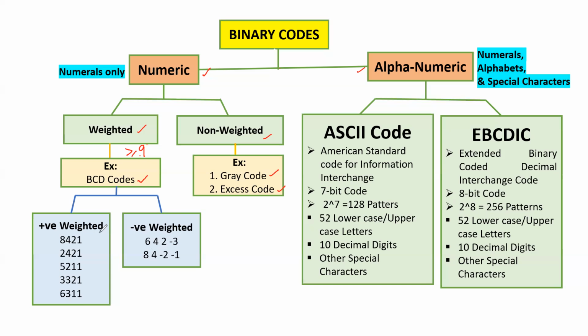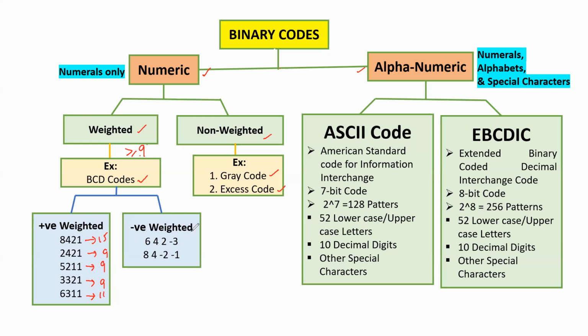Positive weighted code examples are 8421 code, 2421, 5211, 3321, 6311. When you observe these positive weighted codes, the total sum should be either 9 or greater than 9. 8421 means its sum is 15. 2421 means its sum is 9. Similarly, this is 9, this is also 9, and this is 11. So when you observe the total sum of the weights is greater than or equal to 9, that type of codes are called weighted codes.